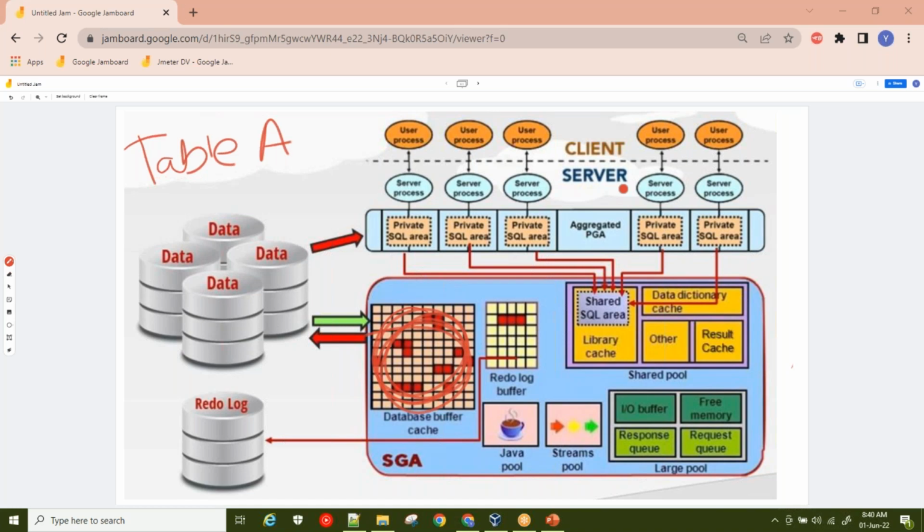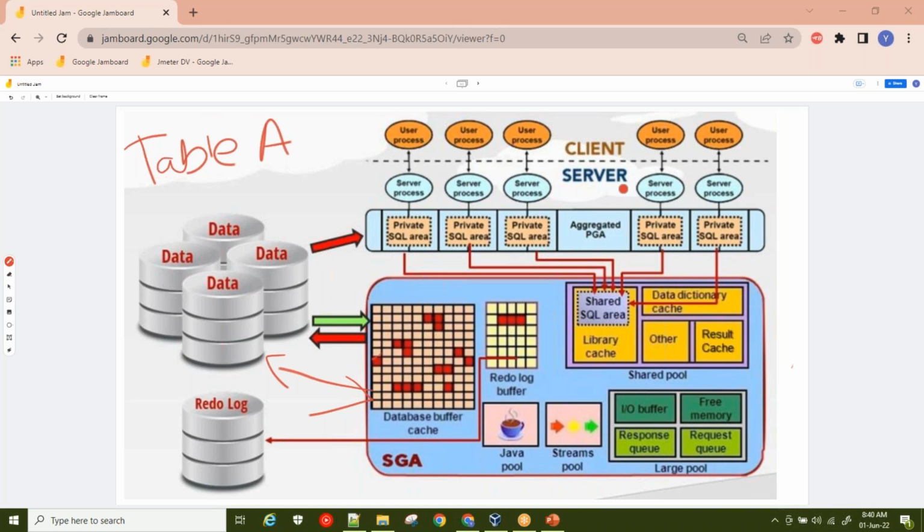Once the alteration is done, what Oracle will do is automatically delete the old table from the database buffer cache, and it will write the new table A with the new alterations. At the same time, it will write it in the storage disk also, so that consistency is there in both places. So every time, this consistency between the storage disk and the buffer cache is maintained properly.